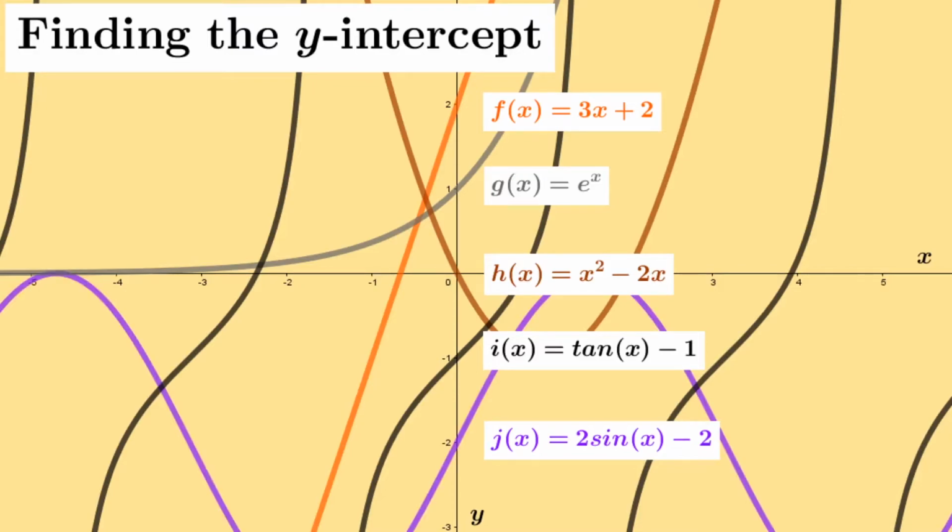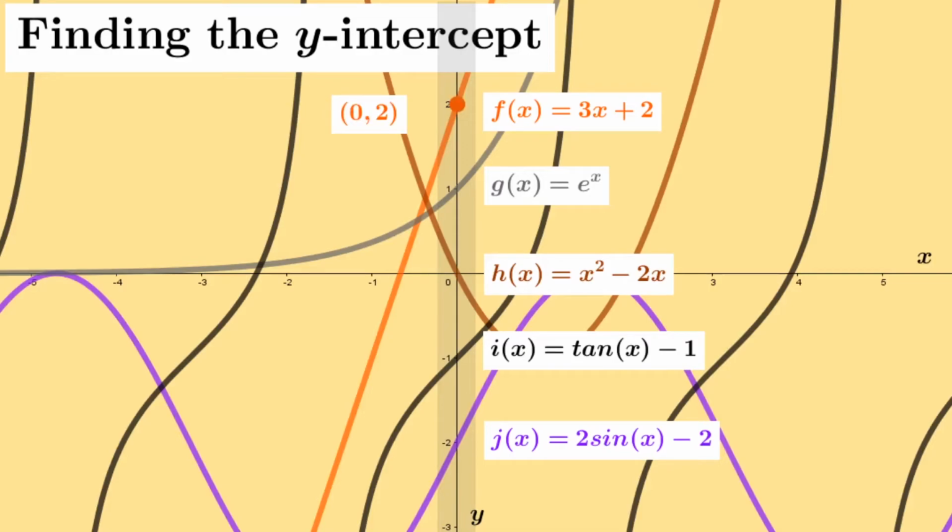Don't get worried about how I graph these functions. We're focusing specifically on the y-intercept. And quite simply, your y-intercept is where all these functions intersect the y-axis, this vertical line which is represented by x equals 0. And visually we can see that f of x intercepts the y-axis at (0, 2).